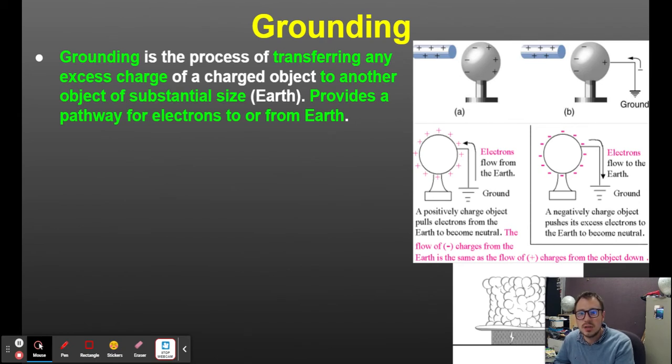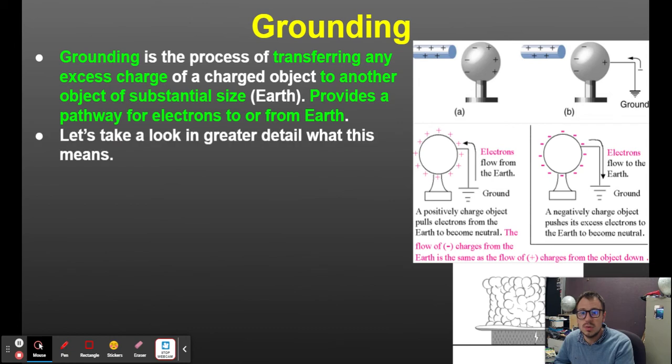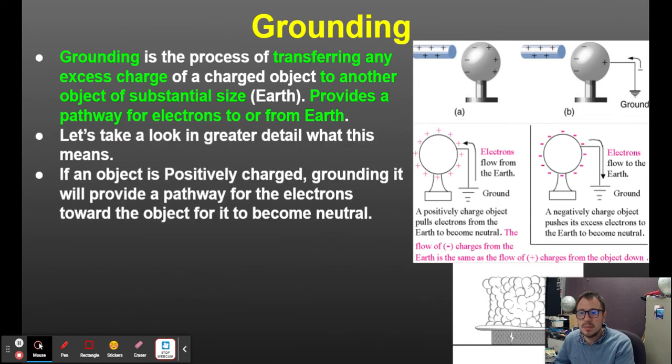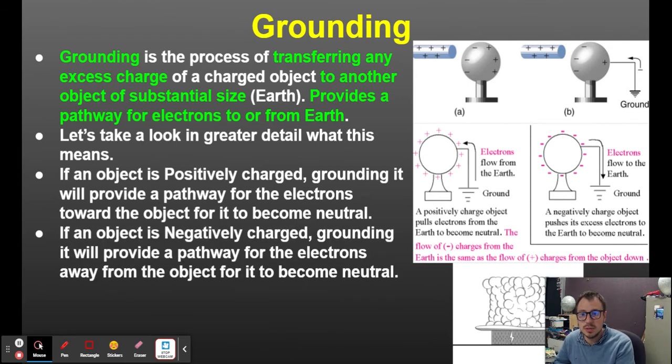Grounding is the process of transferring any excess charge of a charged object to another object of substantial size, mostly Earth. It provides a pathway for electrons to or from Earth. So let's take a look at what that means. If an object is positively charged, grounding it will provide a pathway for electrons toward the object for it to become neutral. If an object is negatively charged, grounding it will provide a pathway for electrons away from the object for it to become neutral.